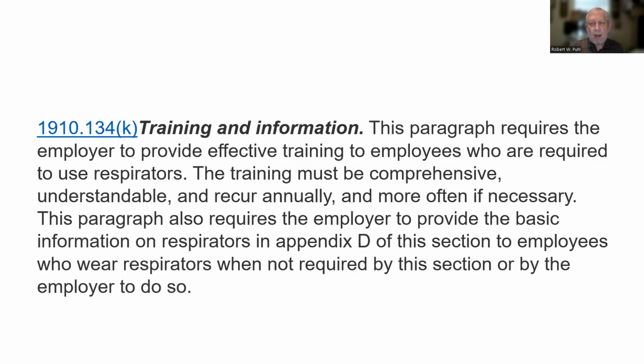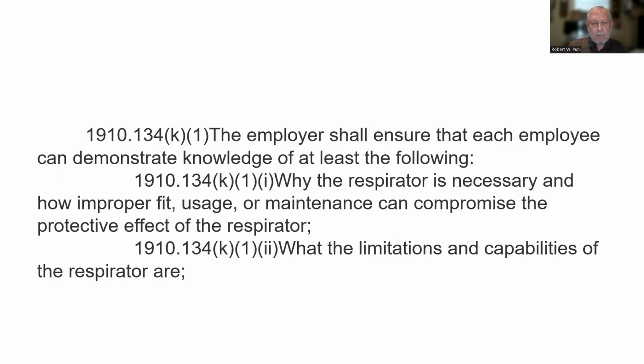Training and information. This paragraph requires the employer to provide effective training to employees who are required to use respirators. The training must be comprehensive, understandable, and recur annually, and more often if necessary. This paragraph also requires the employer to provide the basic information on respirators in Appendix D of this section to employees who wear respirators when not required by this section or by the employer to do so. We'll talk about Appendix D in another video.